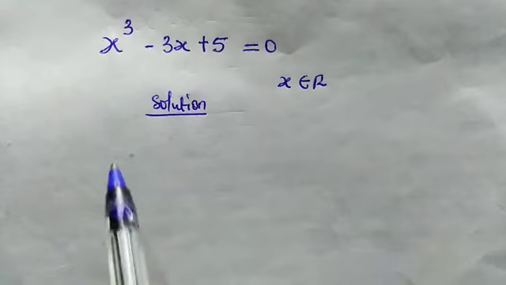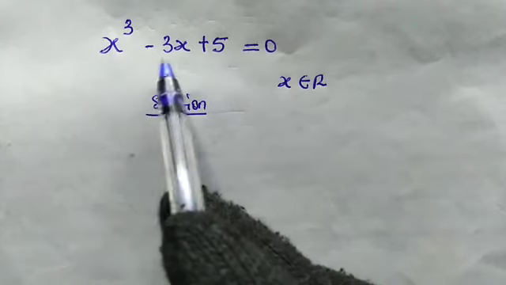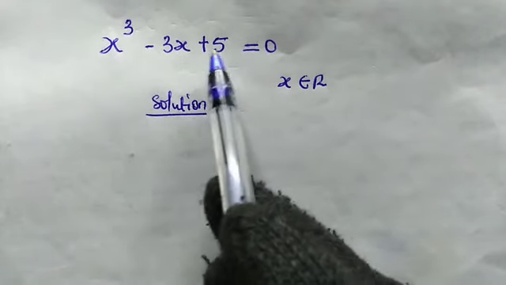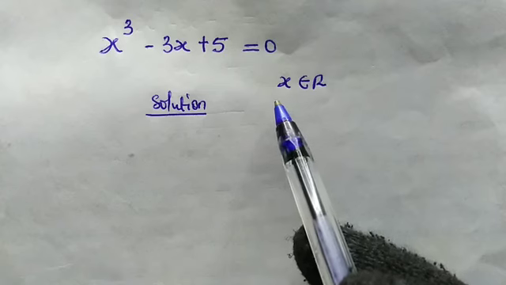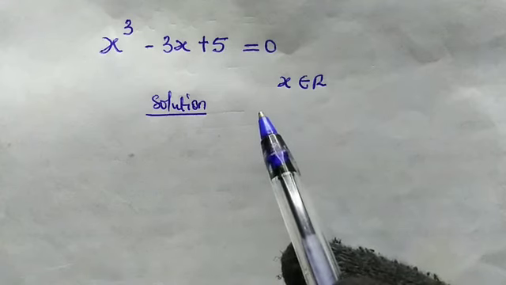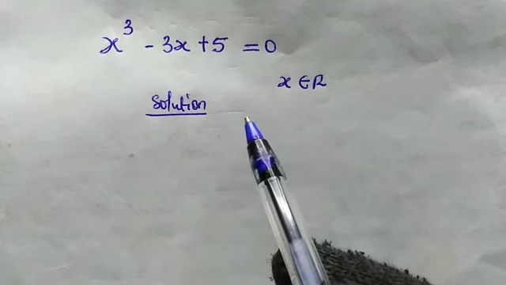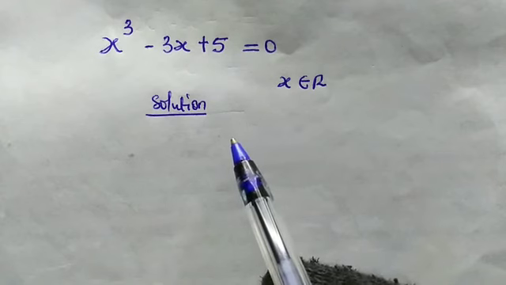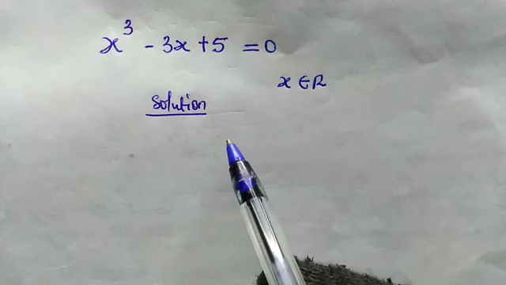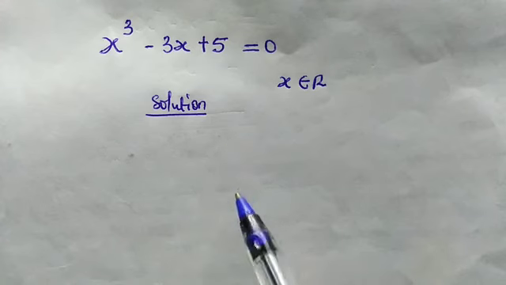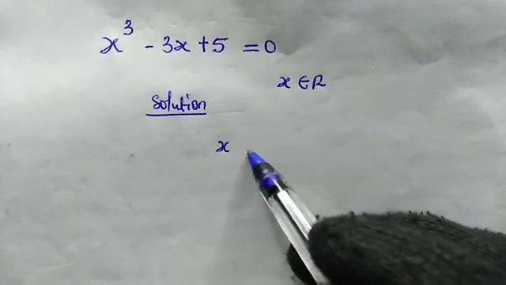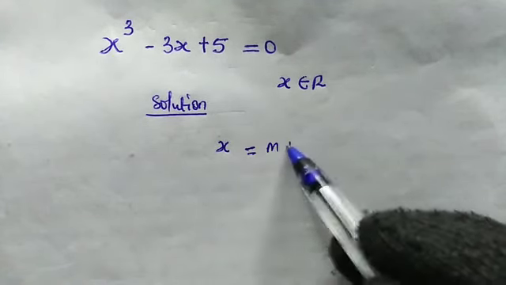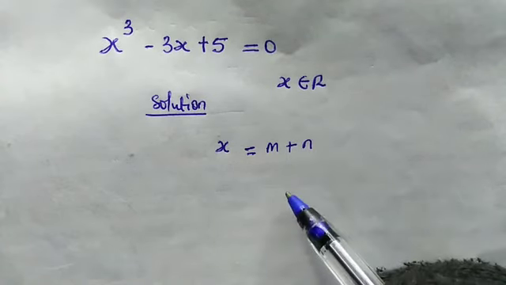Now for the cubic equation x cubed minus 3x plus 5 equals 0, we're asked to solve for the real value of x only, right? Now we're going to make a substitution. But mind you, this substitution is really amazing. Now let's see. We're going to let x equals m plus n.